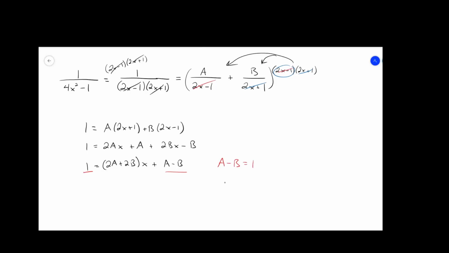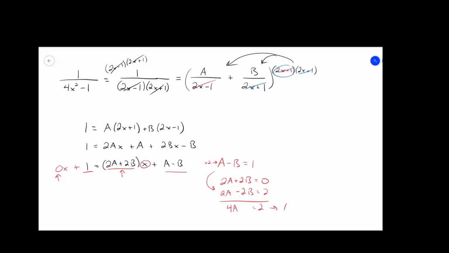And then this is a term that has an x. Well, there's no x term over here, right? This could be considered 0x plus 1. So the x term here has to equal the x term here. And so I'm going to get another equation, 2a plus 2b is equal to 0. Now, if I take that first equation and multiply it by 2, I'm going to get 2a minus 2b is equal to 2. I'm just taking this and multiplying it by 2, and then putting it right there. And then I have a system of equations that I can do elimination on.